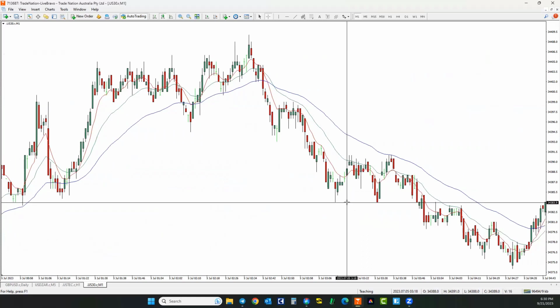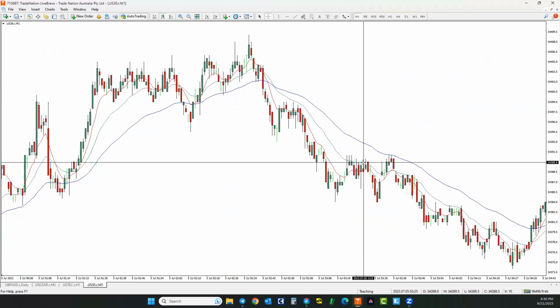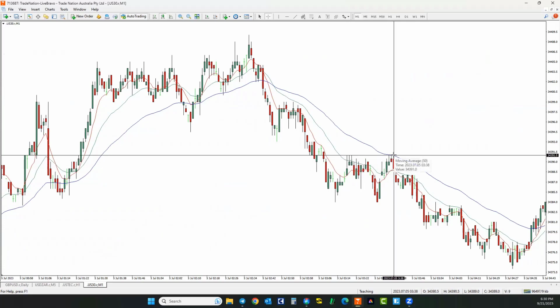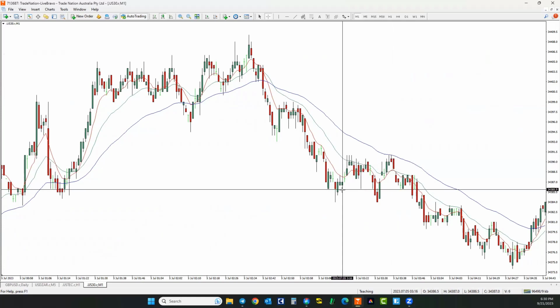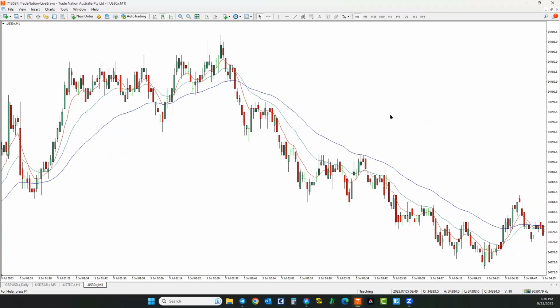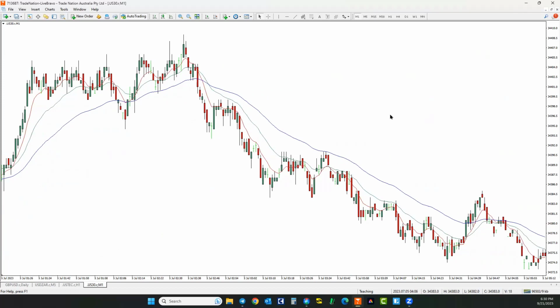Okay, example, double bottom that failed. Didn't close above the neckline properly, or it didn't get above the wicks. And that double bottom failed to bounce. So they do fail. None of these things work all the time or every time.